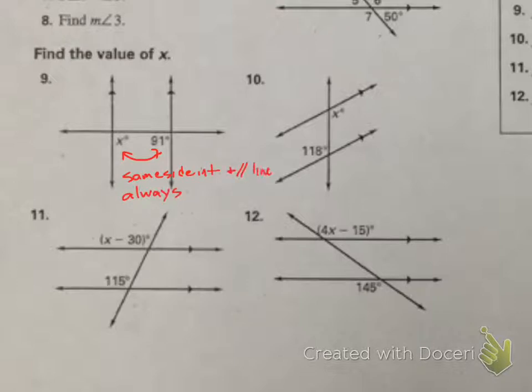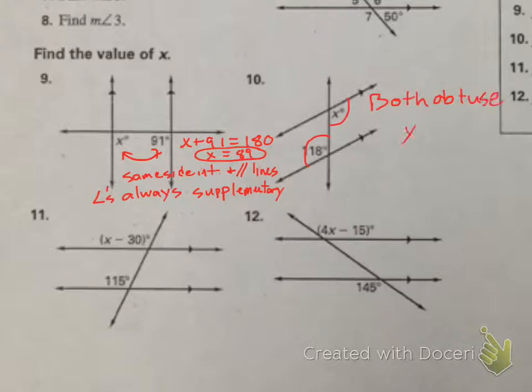Okay, 9, 10, 11, and 12. Notice 9, those are same side interior, and those are always supplementary. And if you didn't know that, that's a good time to take note of it. So x and 91 are not equal. Those are supplementary. So actually x ends up being 89, because if you set that equal to 180, add them up, add to 180, x has to be 89.